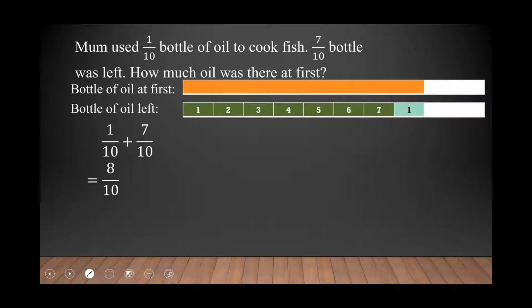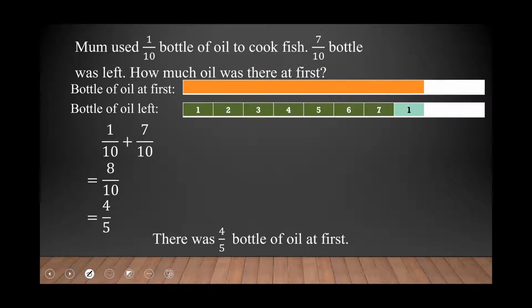Now, both 8 and 10 are divisible by 2. So we divide both of them by 2 to simplify the fraction. And here we get 4/5 as the answer. Now, here comes the answer statement. There was 4/5 bottle of oil at first.